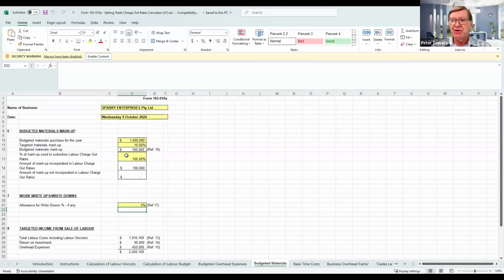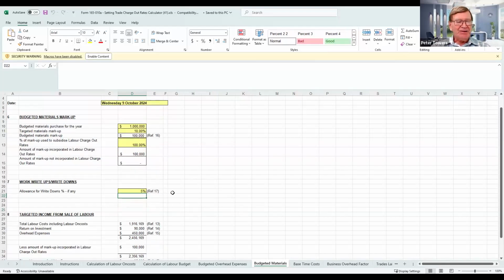Our system is saying you could elect to use 100% of it in the determination of the labour charge out rates, but you could have only elected to use 50%. In other words, you could have said, we are going to put $50,000 of this as pure profit. We want to keep that profit. You could have elected to keep the full $100,000 as pure profit. And what that would have meant, the charge out rates would be higher than what the calculator is going to show you shortly.